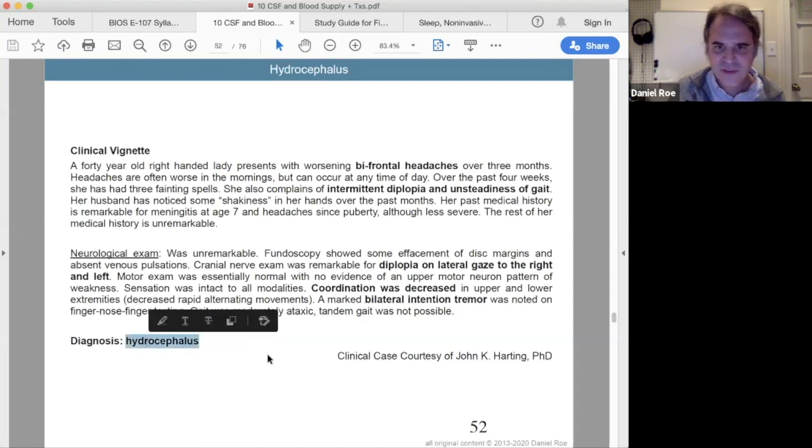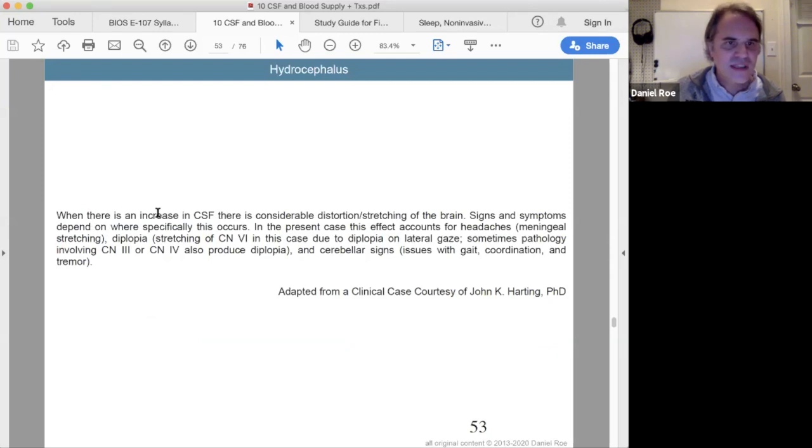Diagnosis, hydrocephalus. Might have done some imaging and such. But when there's an increase in CSF, there's considerable distortion or stretching of the brain, and signs and symptoms depend on where specifically this occurs. So you can have a variety of signs and symptoms. Headache is common. Various cranial nerve palsies are common. Diplopia, therefore, would be common.